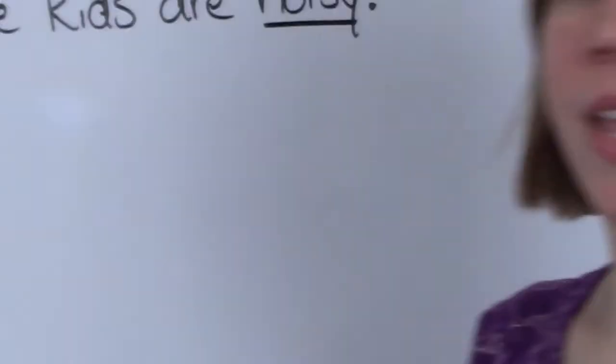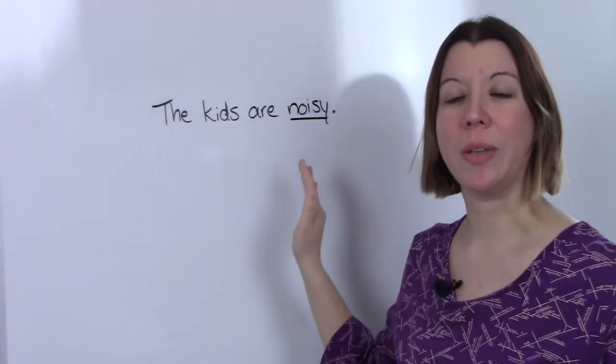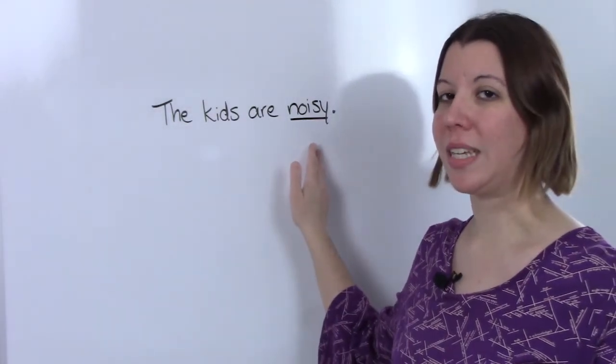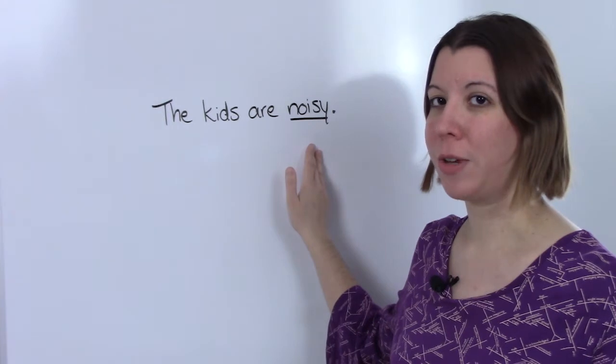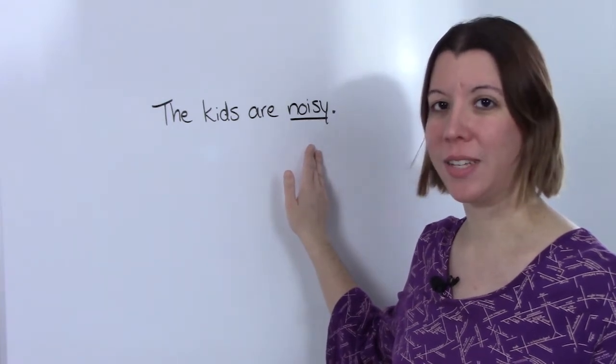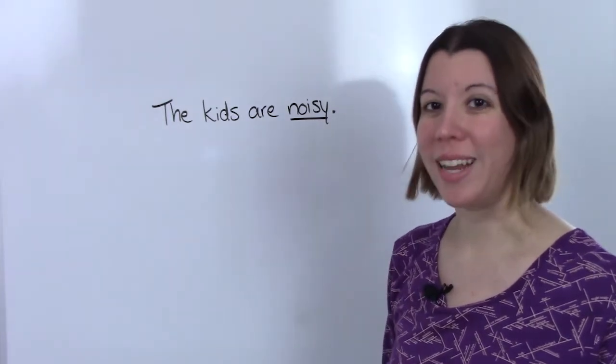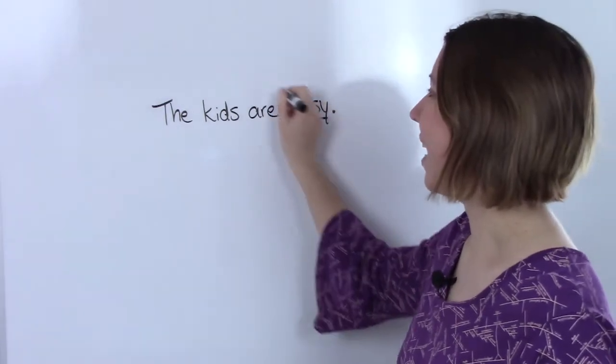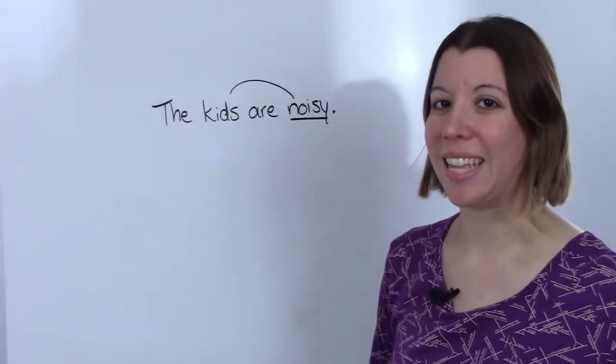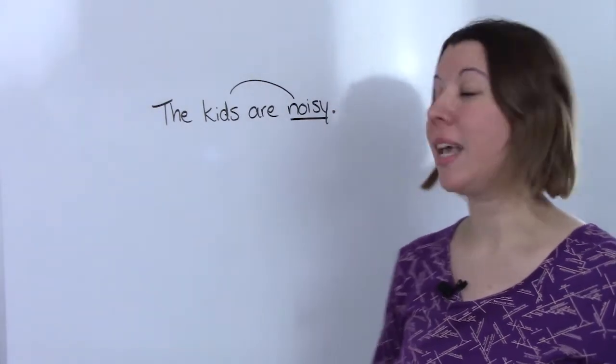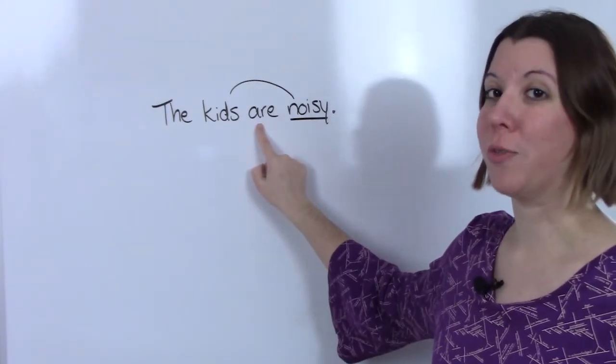Here's another one. The kids are noisy. Is noisy an attributive adjective or a predicate adjective? It's a predicate adjective because it connects to the subject, kids. It describes the kids, but it comes after the verb.